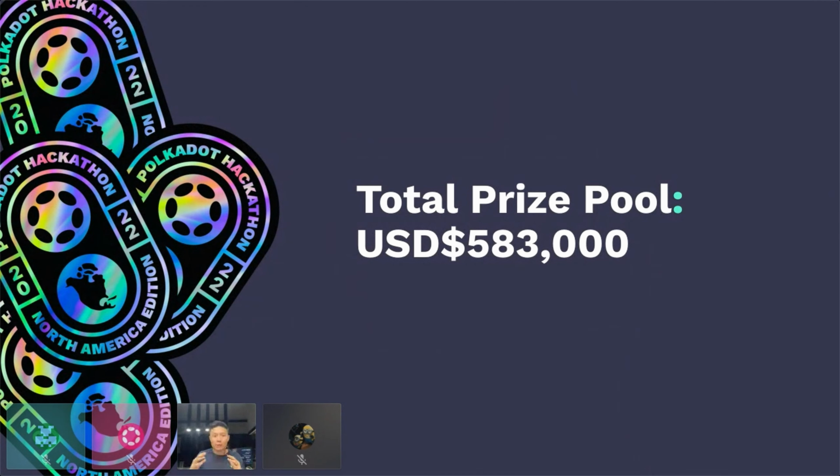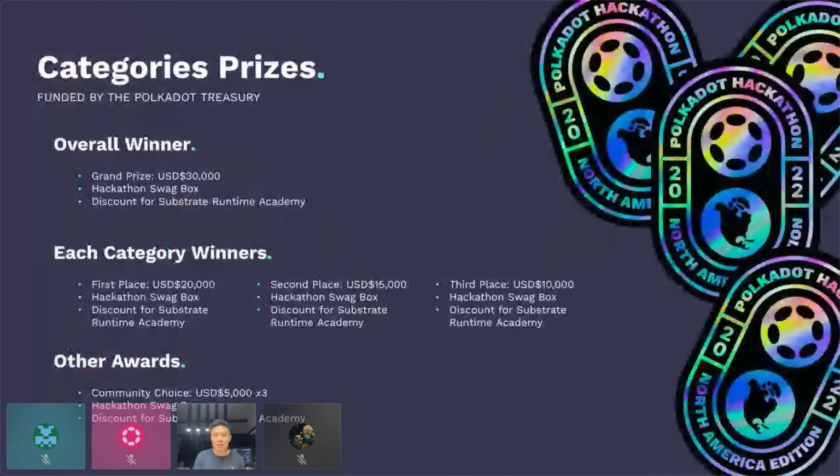So for the main category prizes, which are funded by the Polkadot Treasury, we will select an overall winner, walking away with a grand prize of 30,000 USD, along with a Hackathon Swag Box and a discount for Substrate Runtime Academy. For each category as well, we will announce a first, second, and third place winner. Each team will be walking away with 20,000, 15,000, and 10,000 USD respectively.